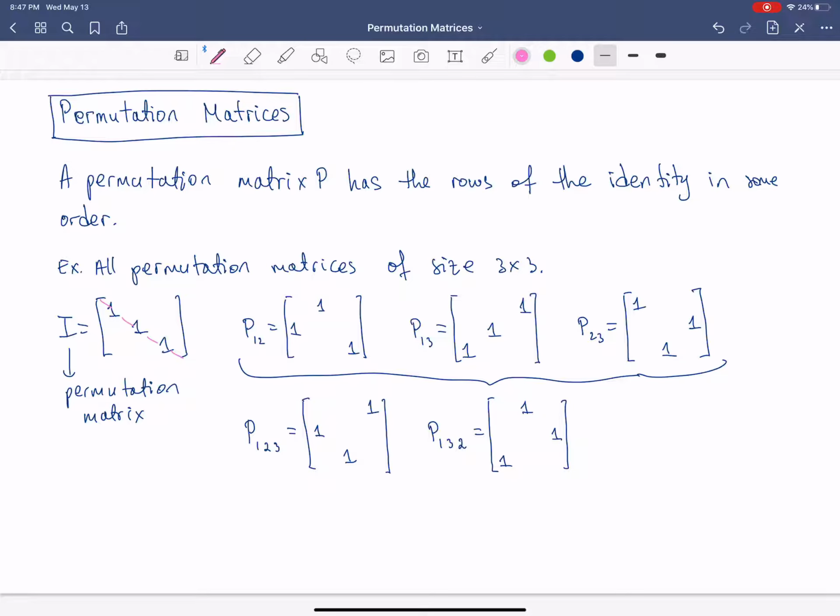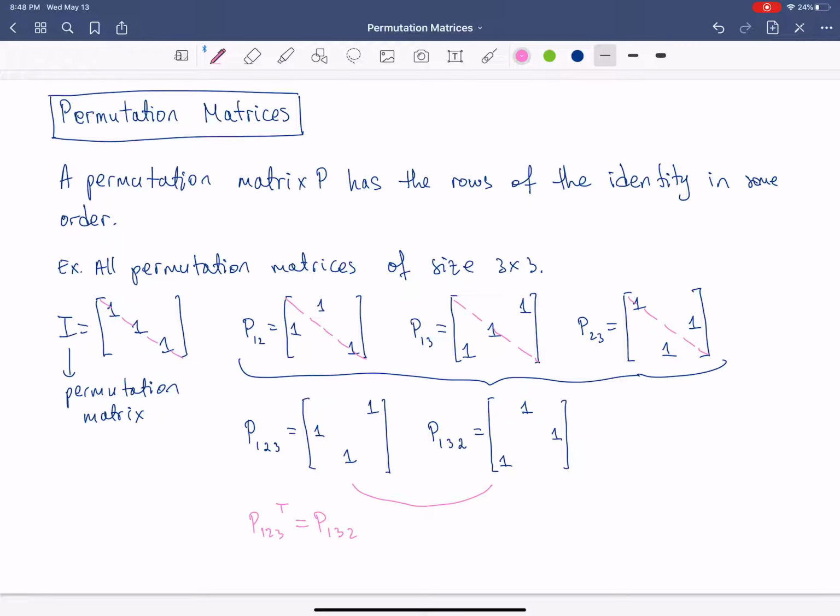Sorry, I said something wrong. They're not all symmetric. This one is symmetric. This one is symmetric. And this one is symmetric. So when you change a pair of rows, you get a symmetric matrix. The other two are not symmetric. But what is interesting about them is that they are transposes of each other. So you have P 1,2,3 transpose is P 1,3,2. And obviously the transpose of P 1,3,2 is P 1,2,3.